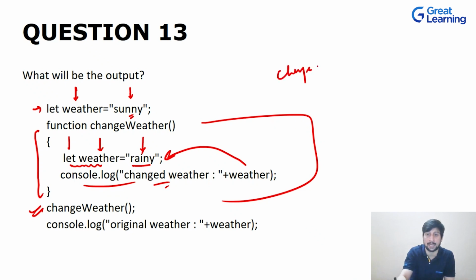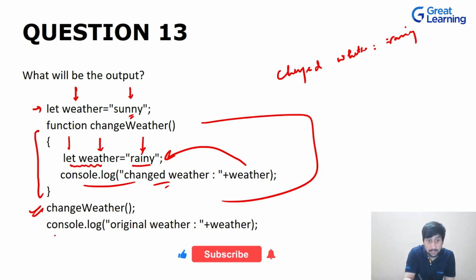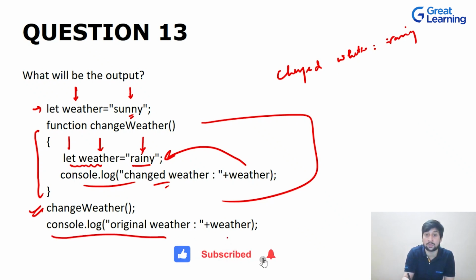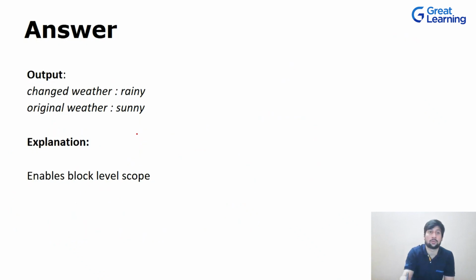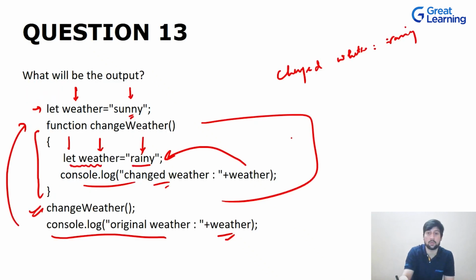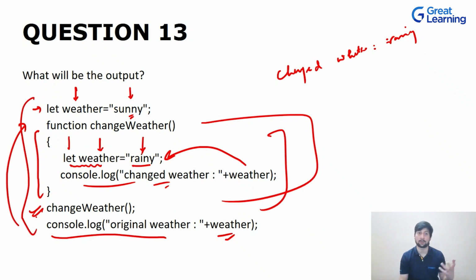The answer should be something like this. It will be changed weather will be rainy. And when you're trying to access the original weather over here, obviously it will refer to the global context, right? And the weather value will be sunny. So the answer will be changed weather rainy, original weather sunny. Okay, it enables block scope. What is block scope? This is your block scope, and this is your global scope, right? Basically global context, right?